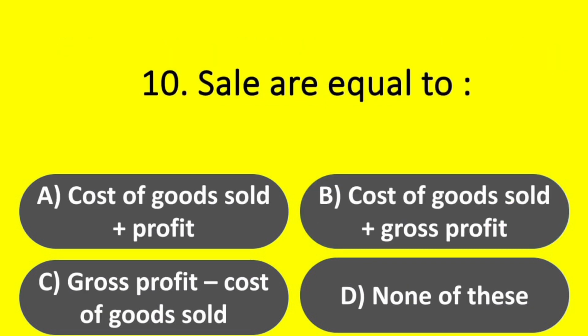Sales are equal to: option A, cost of goods sold plus profit; option B, cost of goods sold plus gross profit; option C, gross profit minus cost of goods sold; option D, none of these. Answer: sales equal to cost of goods sold plus profit, option A.